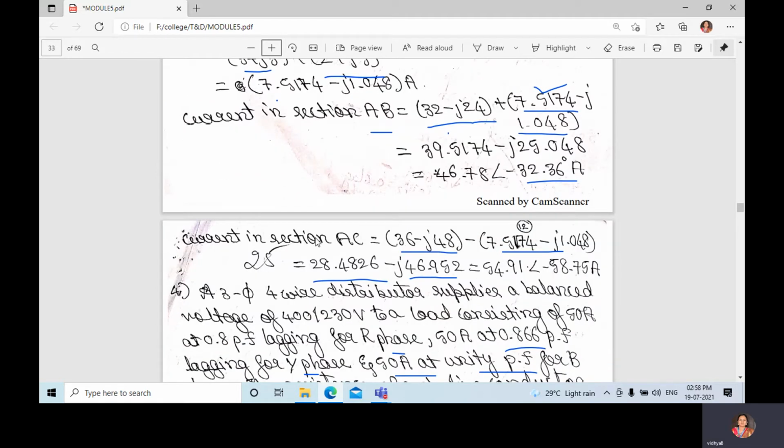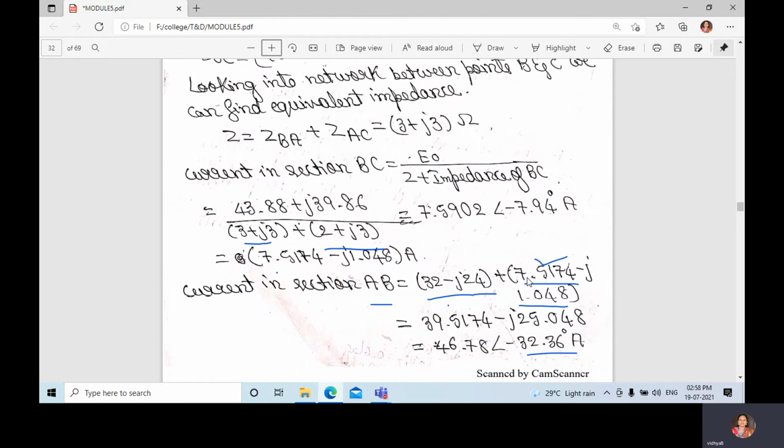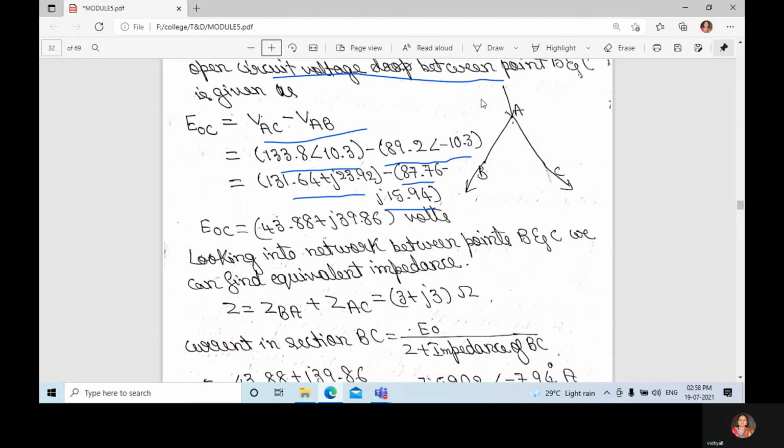Next, current in section AC: first the current in section AC minus, because here these two will be plus and for this case it is minus, 7.5174 minus j1.048. If you do that, you will get 54.9. If it is between B and C, we need to add two currents, A to B and B to C.